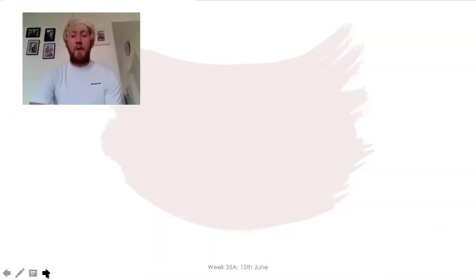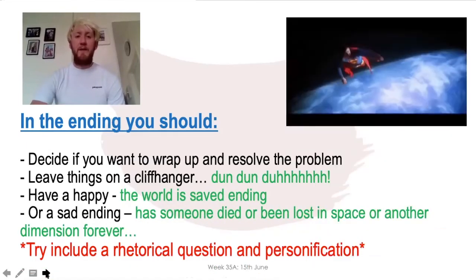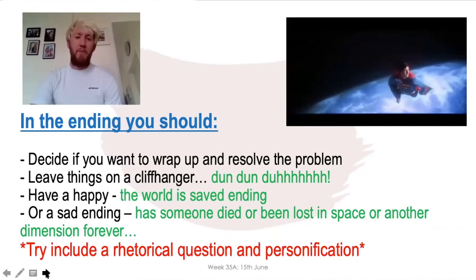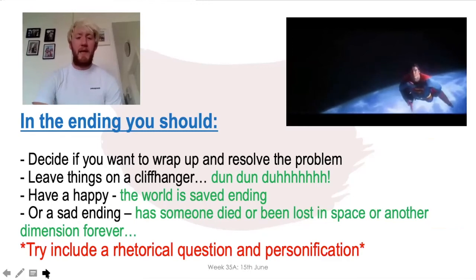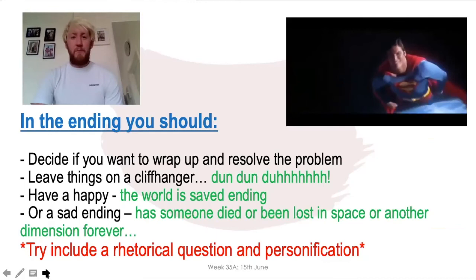Right, so we're at the ending of your story. Okay, so the third kind of section in terms of structure. We've looked at the beginning, the introduction, looked at the middle, now we're going to look at the ending. Okay, so in the ending of your story, you need to decide, are you going to resolve the problem? And I kind of touched upon this in the last slide. So, is the world going to be saved by your superhero?